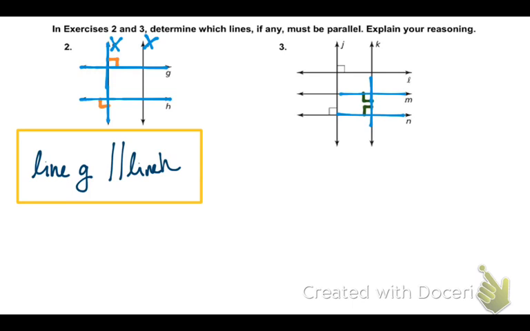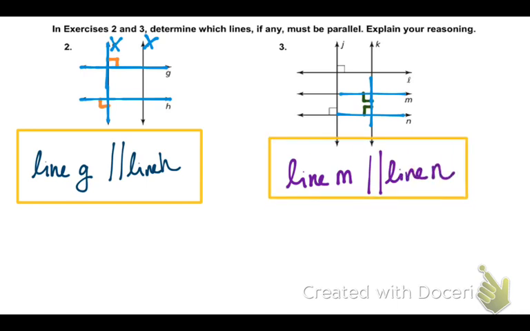Again, the only lines that are involved are K, M, and N. K can't be parallel to M or N because they intersect. So the only other two lines that could be parallel are line M parallel to line N. So that would be our answer for this one.